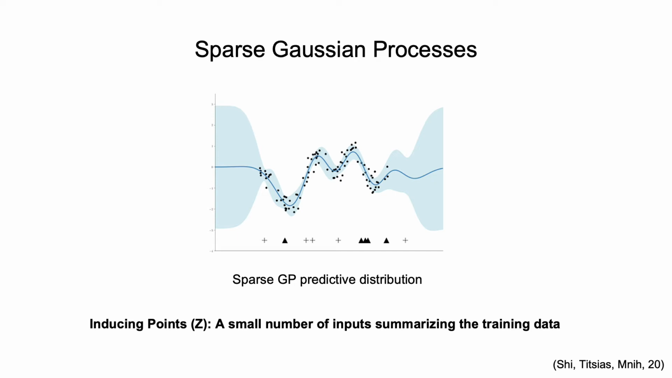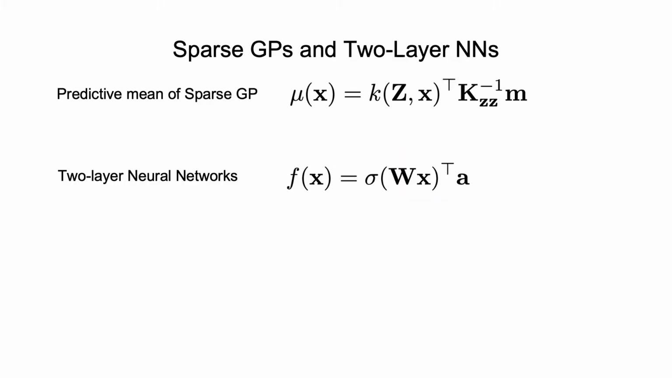In this work, we established a framework to explain neural networks using sparse Gaussian processes. A sparse GP uses inducing points to approximate the true posterior of a GP, and the inducing points are a small number of inputs summarizing the training data. When we use more inducing points, we approximate the true posterior better.